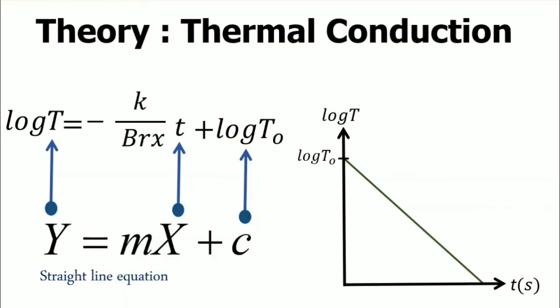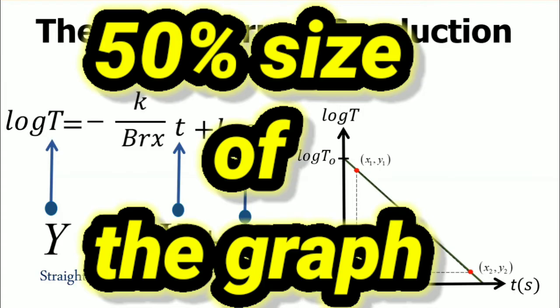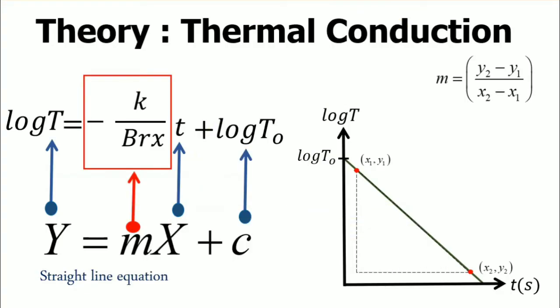Coming back to the straight line equation, the gradient of the graph will be equal to -K/Brx. Choose 2 points on the line and draw a right angle triangle connecting the 2 points. Make sure the size of the triangle is at least 50% of the size of the graph. The gradient of the line can be calculated using the equation m = (y2 - y1)/(x2 - x1), and the value you get from the calculation will be equal to -K/Brx.